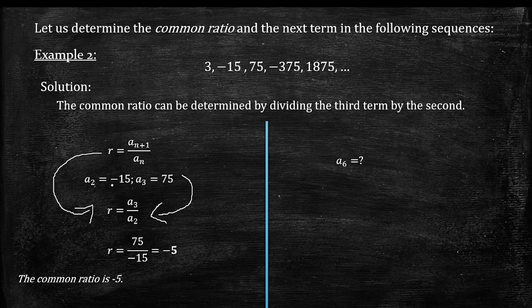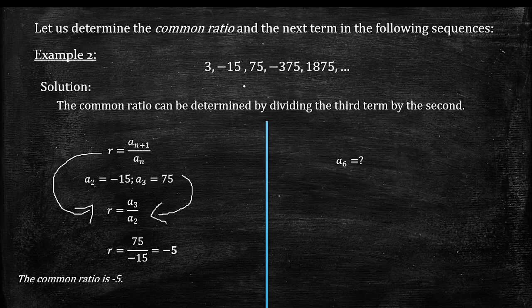Let's continue. To identify what will be the next term, dito ulit tayo magbe-base sa given. So we have here 3 as the first term, negative 15 the second term, 75 the third term, negative 375 the fourth term, and 1,875 the fifth term. So what will be the next term? The next term is the sixth term. So a sub 6 equals question mark. Yan yung ating isa-solve or ating i-determine.